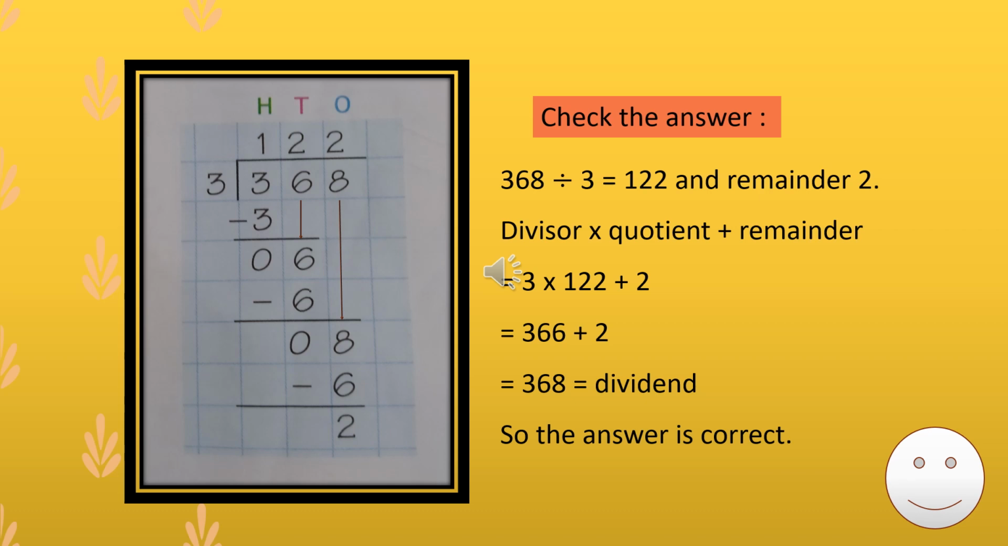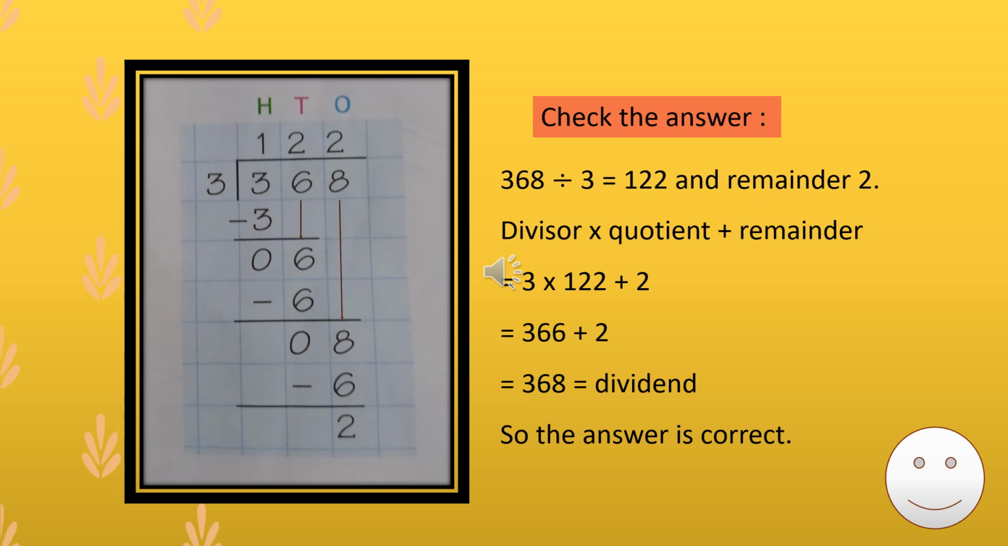Now 6 divided by 3. We all know that 3 twos are 6. So 2 we will write at the quotient's place and 6 we will write just below the number 6 which we have taken down. Okay. So now again we will subtract. 6 minus 6, that is 0.